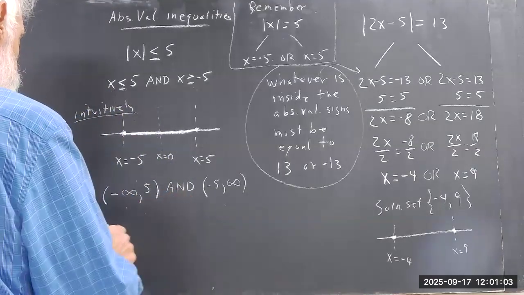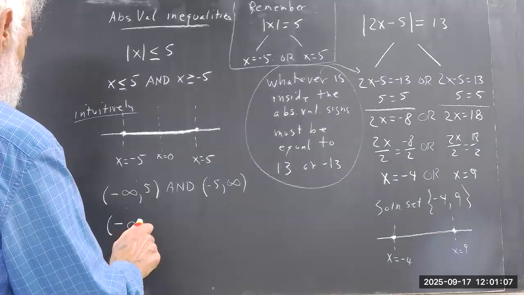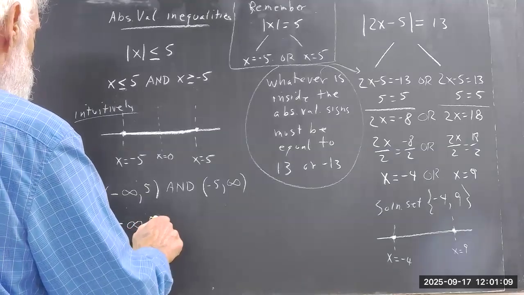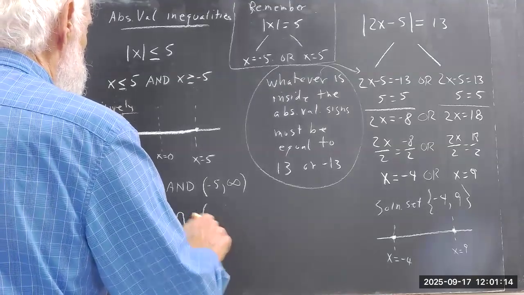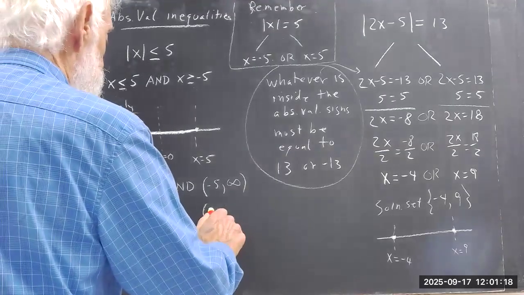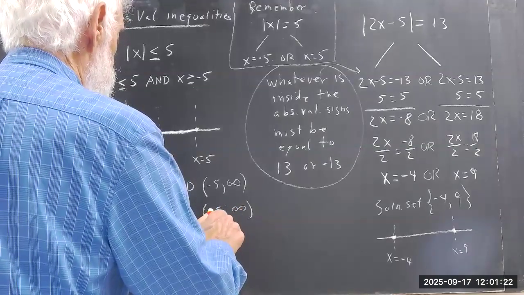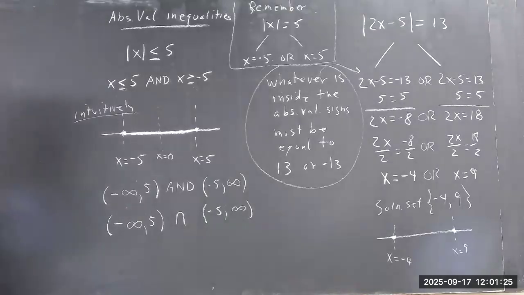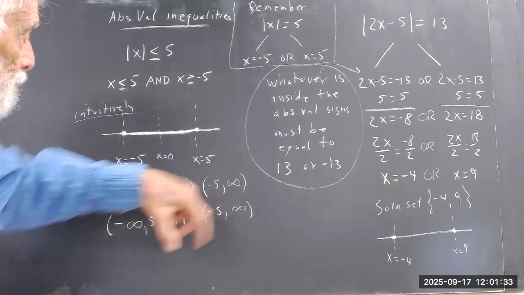That and, in set notation, is written as an intersection. That's called an intersection symbol. It's not all that difficult to understand. It's just another weird symbol. And some of you have probably seen it. It means here are two sets.